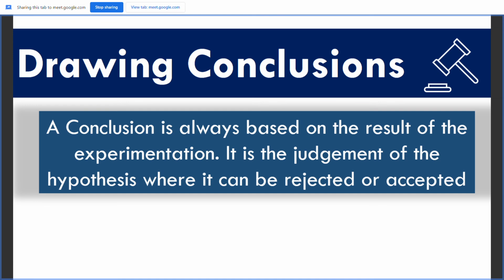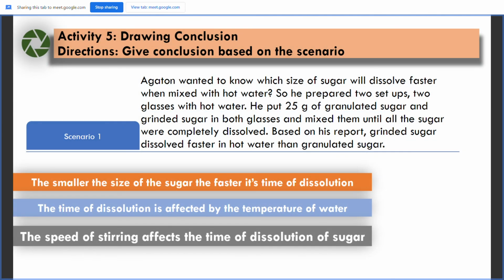So, next is drawing conclusion. After the experiment, magdo-draw na tayo ng conclusion. Sa drawing conclusion natin, ito na po yung magdedetermine kung tama o mali ba yung hypothesis natin. It will accept or reject the hypothesis, kung tama ba yung hula mo o mali. That's the purpose of the scientific investigation. Not necessarily laging tama yung hypothesis mo. Pwedeng mali, and then you will learn from that. So, that is drawing conclusion.